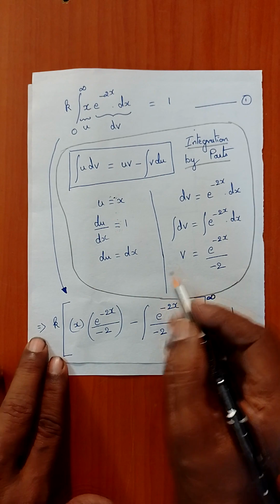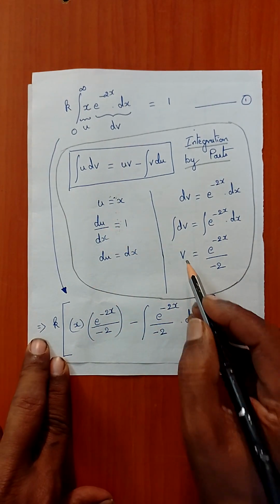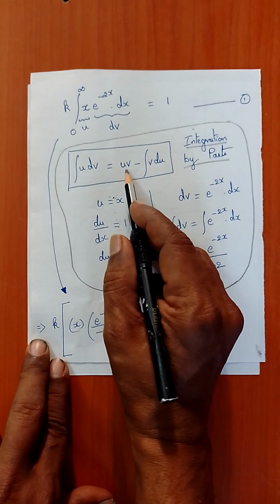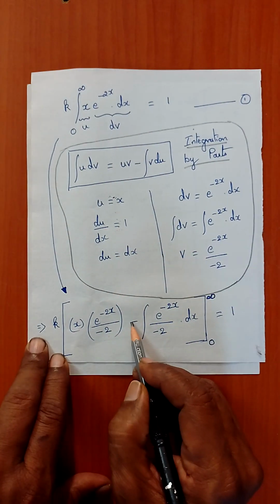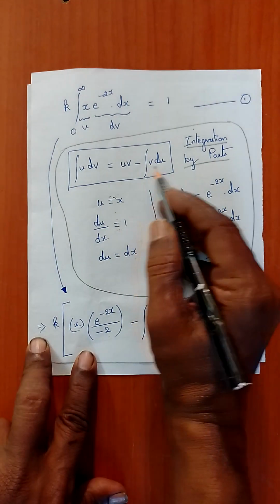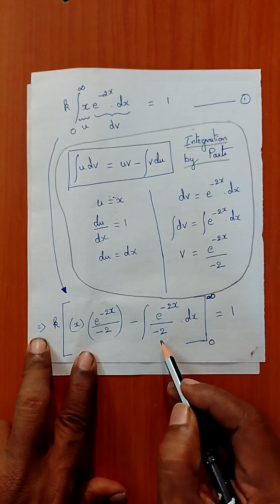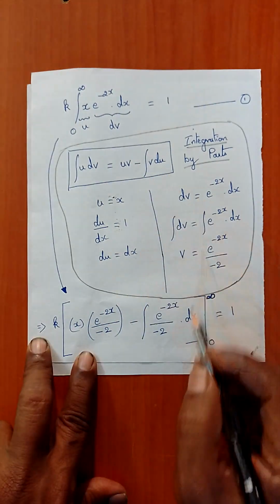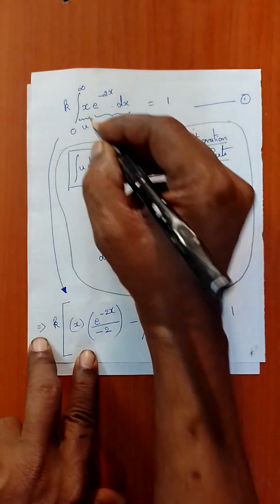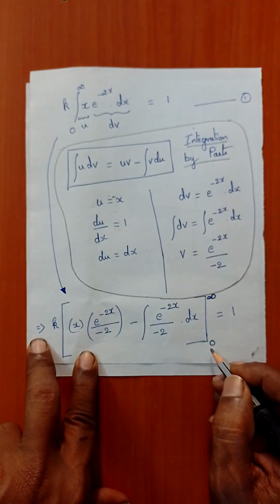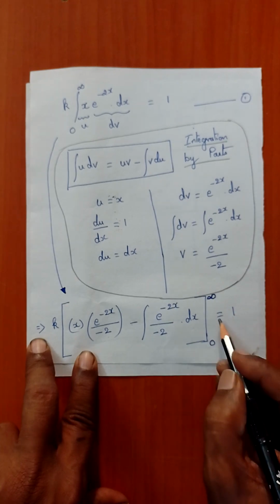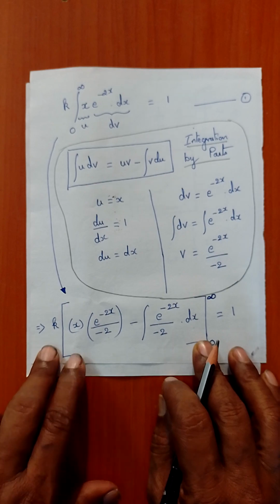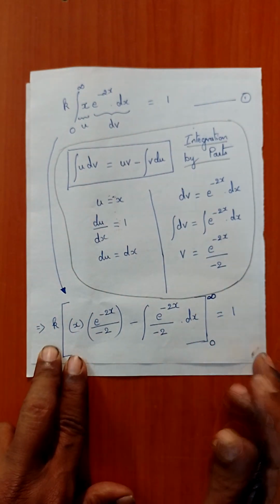So, uv, what is u? u is x. What is v? e power minus 2x by minus 2, I substituted. First we have uv, then we have a minus sign. Integral v du, what is v? e power minus 2x by minus 2. And what is du? dx. So v du we have substituted. The limit is from 0 to infinity, don't forget, which is equal to 1. Now, we have to substitute the limits, which is upper limit minus lower limit.